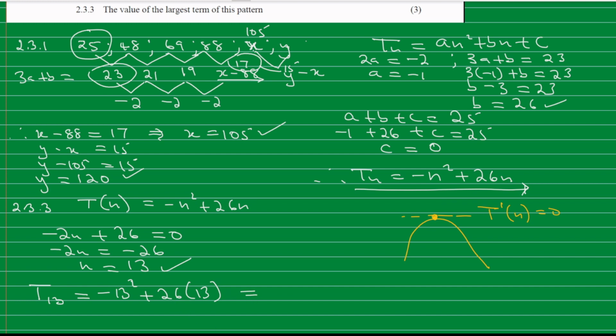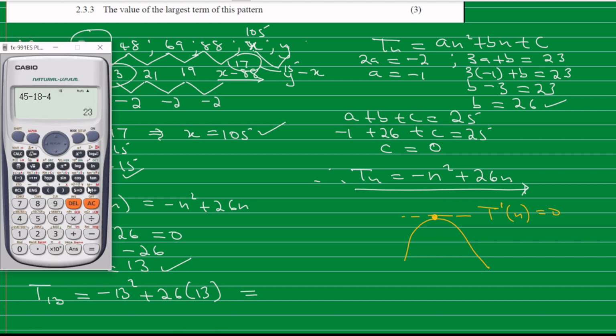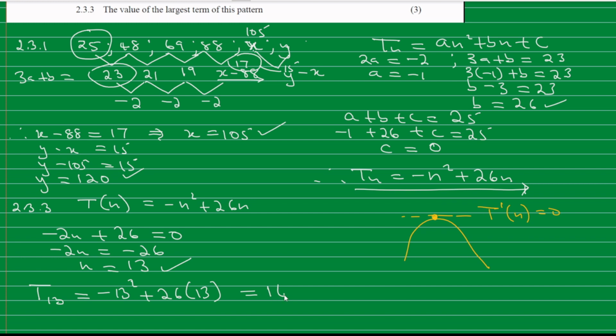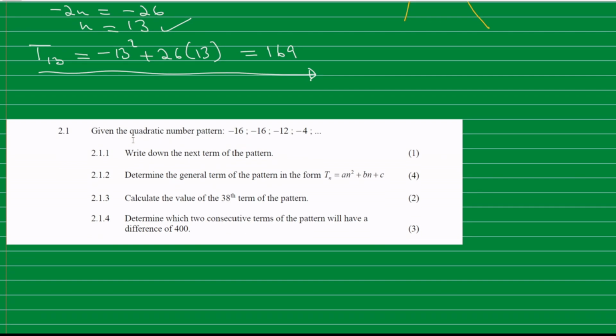So put it in a calculator. We are going to have -13 squared plus 26 into 13. Let's multiply by 13. The answer will be 169. So 169 will be our largest term. That answers this part. 3 marks for that. Let's jump into the next question.